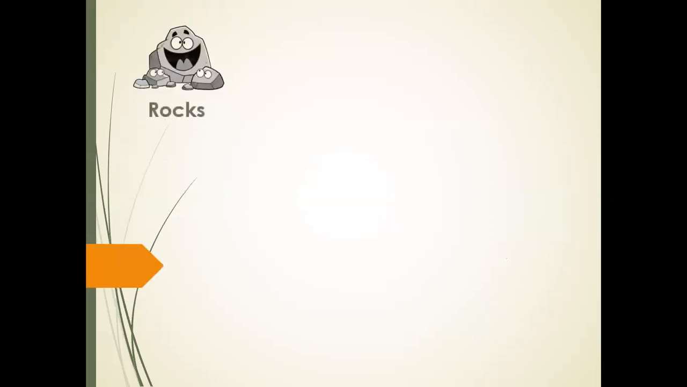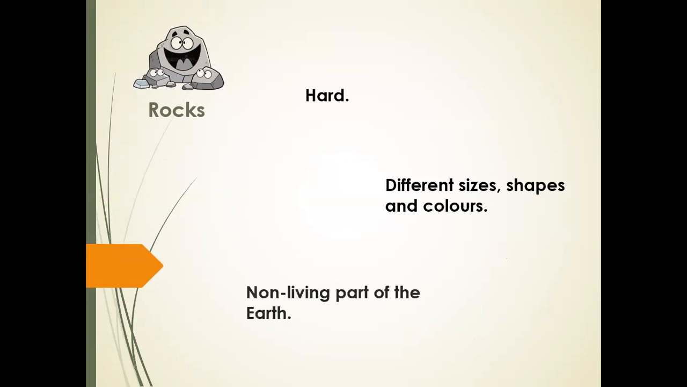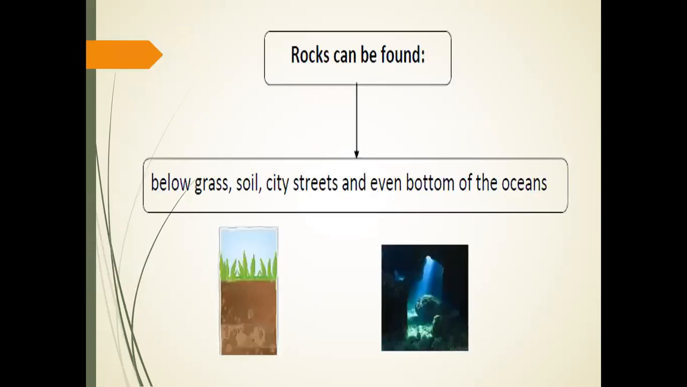So rocks are hard, as we said. They have different sizes, shapes, and colors. We said that some of them are circular, rectangular, square in shape, big, small, medium, grayish, brown. They have different sizes, shapes, and colors. The last thing, of course, we said is that rocks are non-living. What does non-living mean? It means that they can't eat, they can't drink, they can't breathe the air, they can't have babies, so they are non-living.